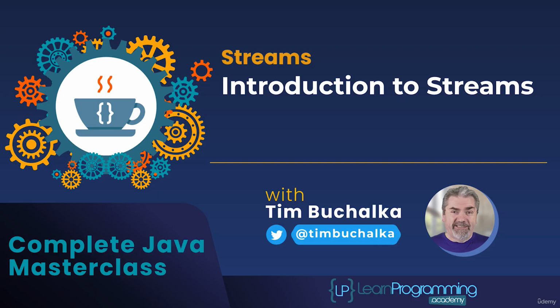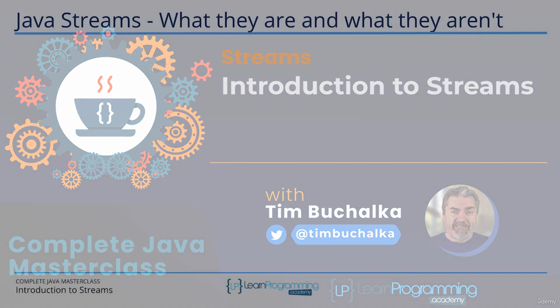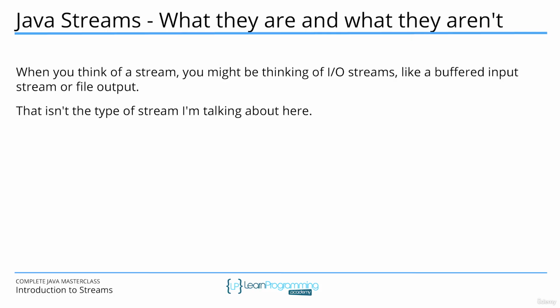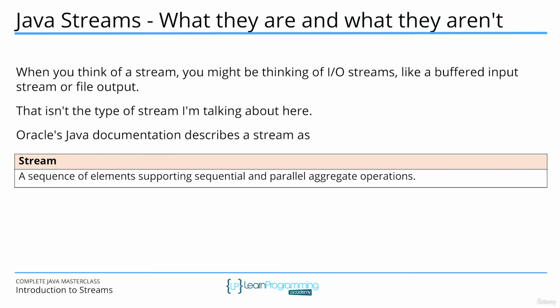In this section of the course, I'll be looking at streams, which were introduced in Java 8. When you think of a stream, you might be thinking of input and output, or I/O streams, like a buffered input stream or file output. That isn't the type of stream I'm talking about here. Oracle's Java documentation describes a stream as a sequence of elements supporting sequential and parallel aggregate operations.